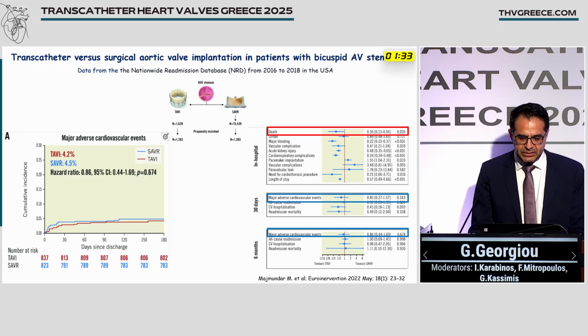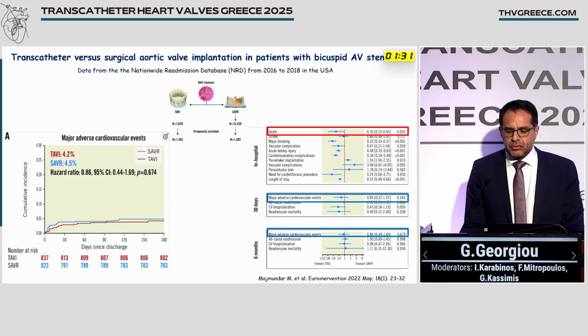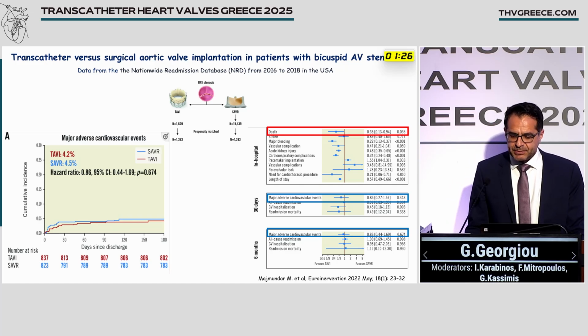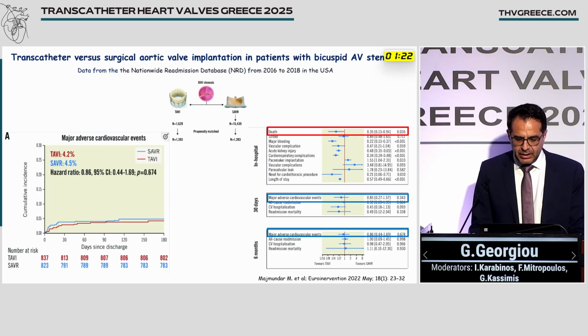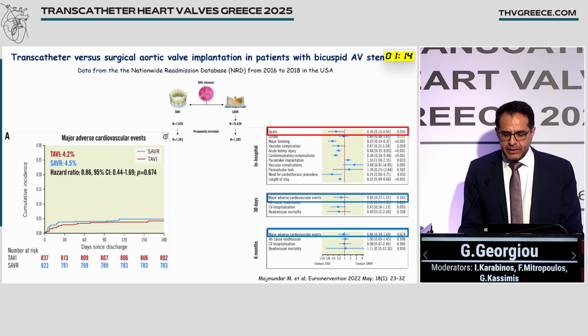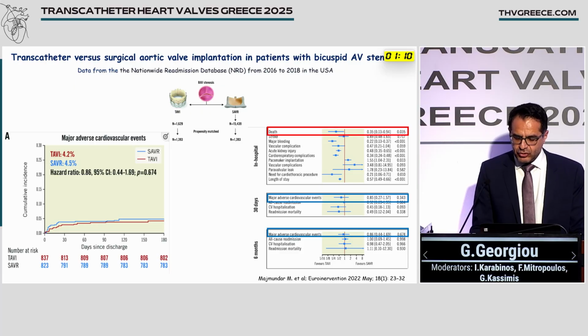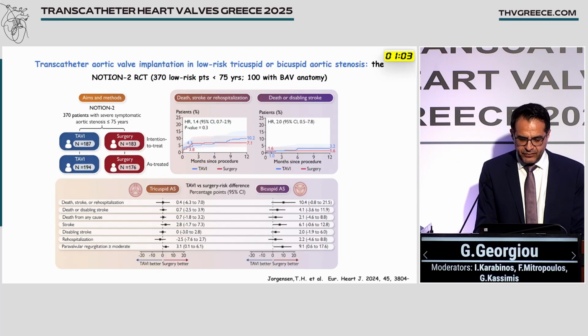And as expected, the paravalvular leak is also higher, and we all know about the significance of paravalvular leak in the long-term prognosis. This is a comparison of patients with bicuspid anatomy who are treated surgically and with TAVI. It's a registry with propensity score matching with 1,390 patients. The in-hospital death rates were lower in the group of TAVI, while the major adverse cardiovascular events at 30 days and 6 months were similar, without statistically significant difference.